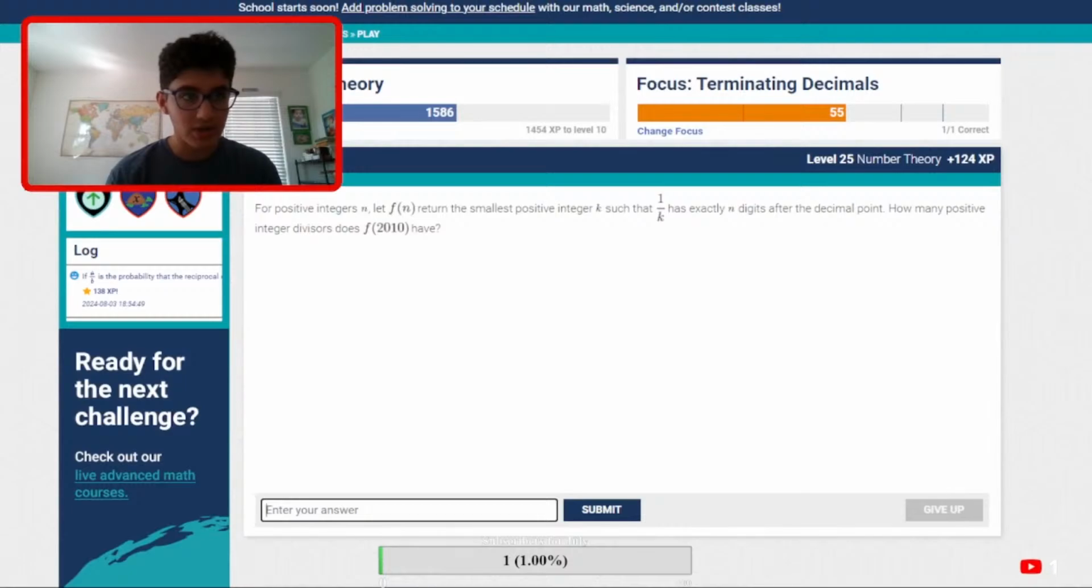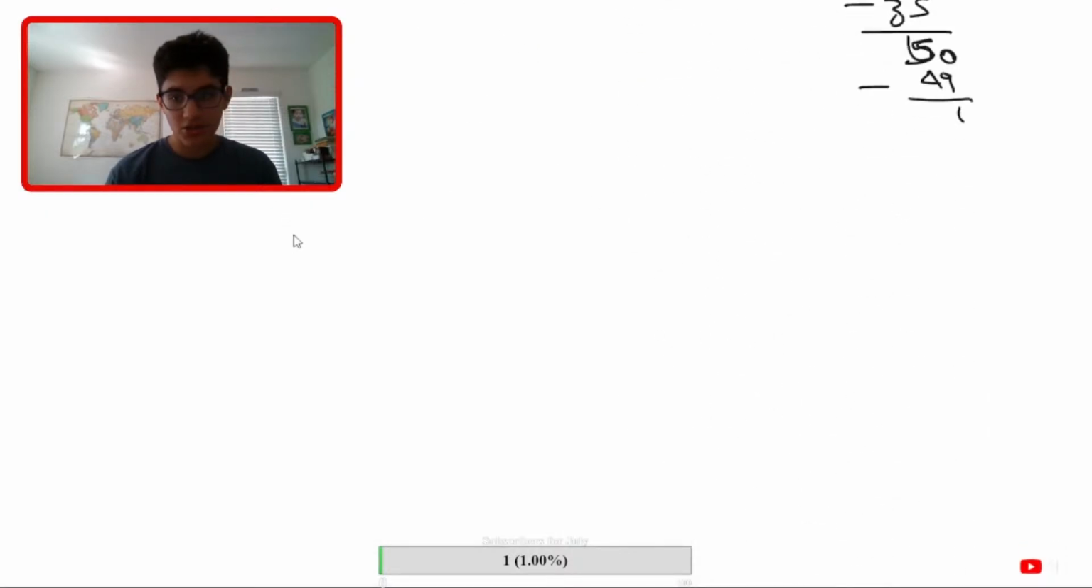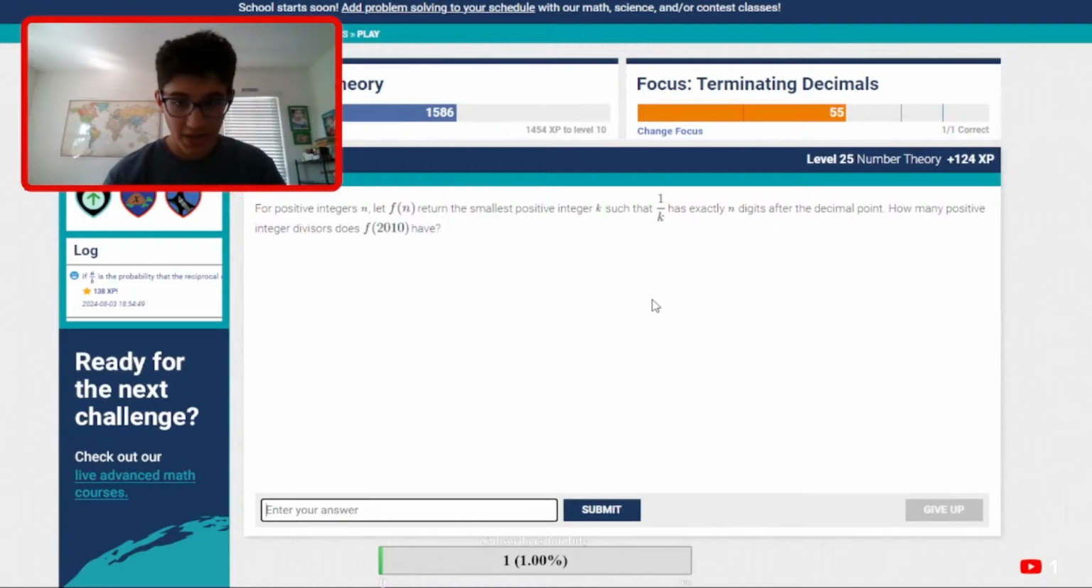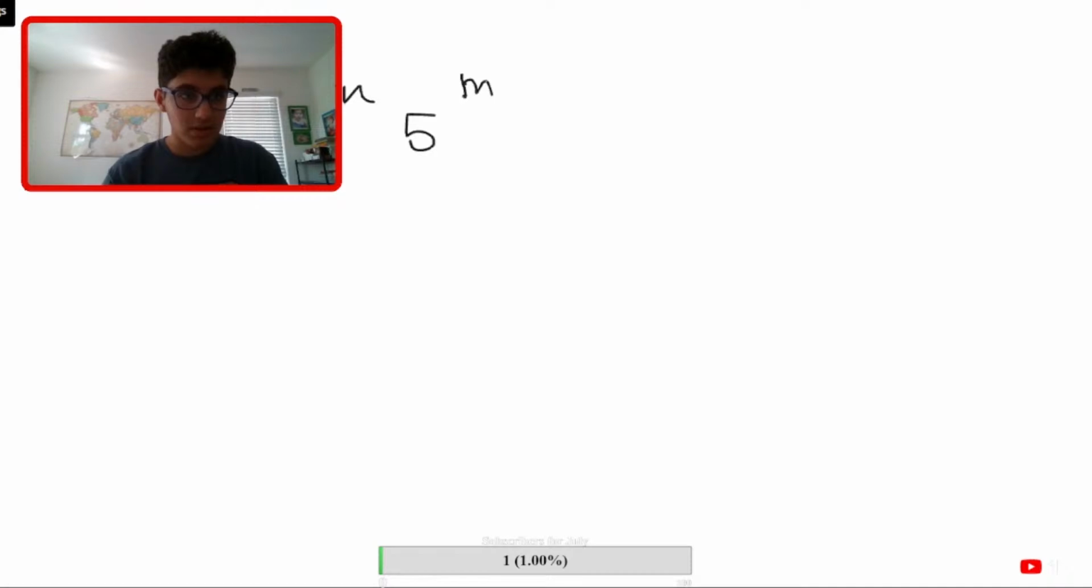How many positive integers? So it has to be basically 2 to some power n, let's say, and then 5 to some power m or whatever. Okay, sorry about that. And then how many positive integers? So it should be 1 over k, and it'll have 2010 digits.